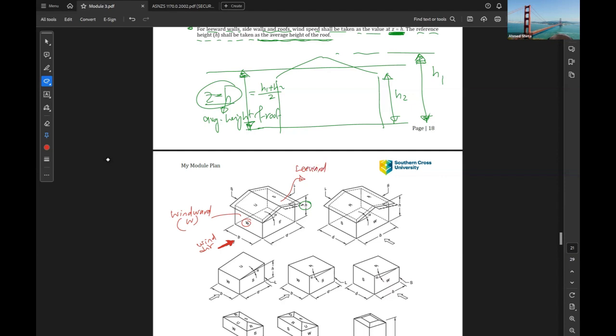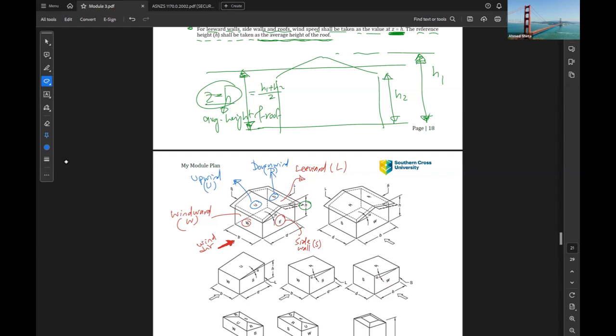Leeward face, or L. The two sides are S, or side wall S. For the roof, we will have two slopes. We have U, upwind, and downwind D. Okay.